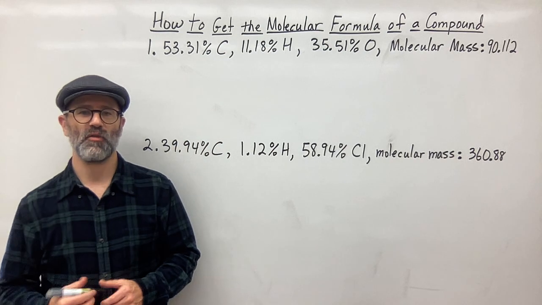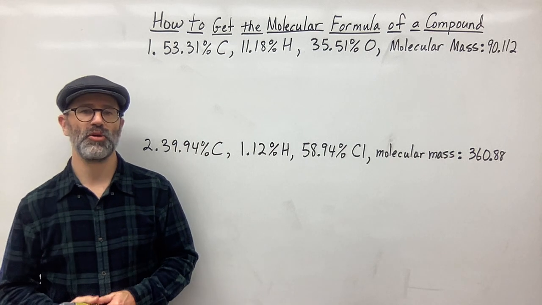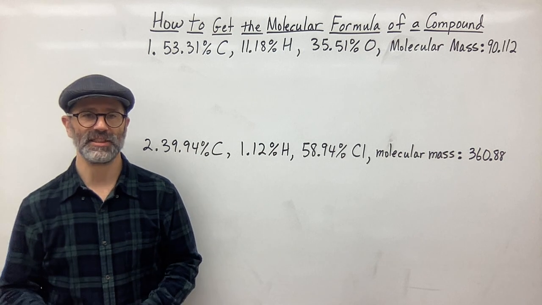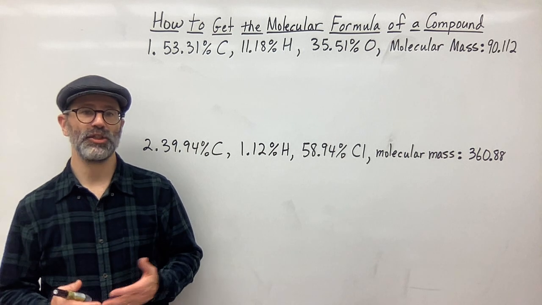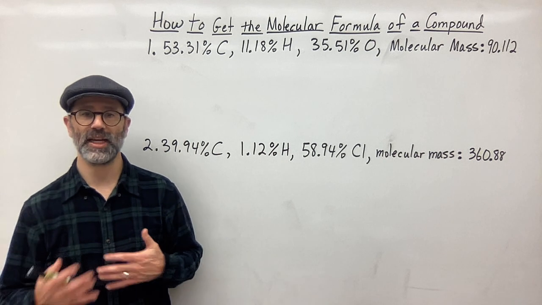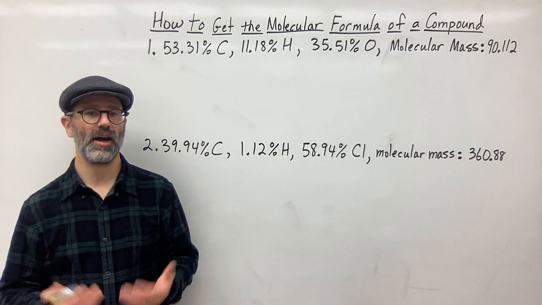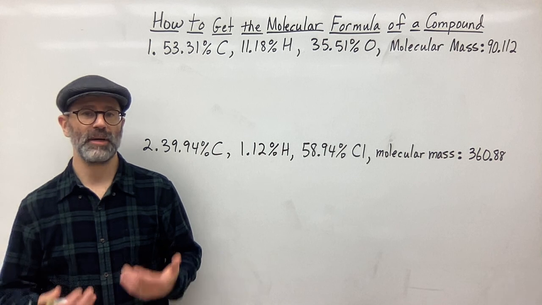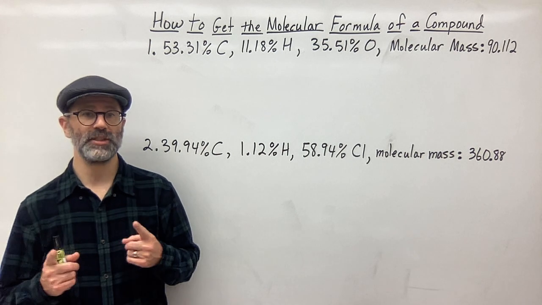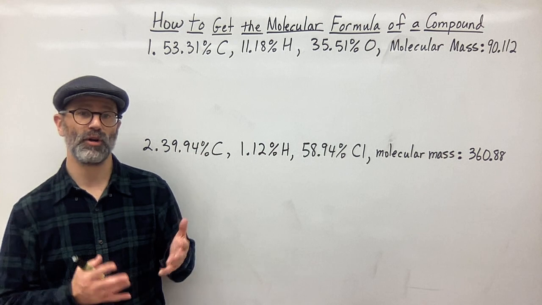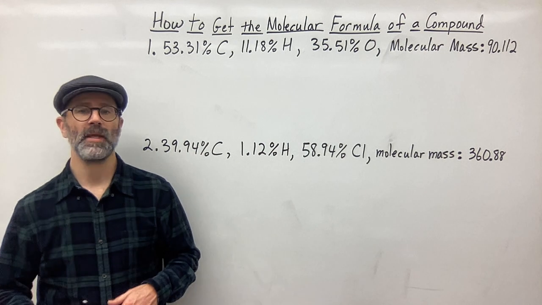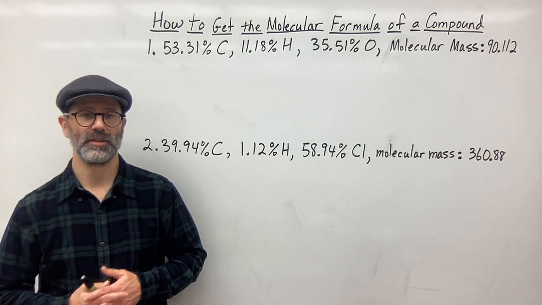My name is Mr. Cobalt, and in this video I'm going to show you how to find the molecular formula of a compound. So let's get into this. The first thing you need to do when you're presented with the percentages of the elements in your compound is find the empirical formula first. If you don't know how, please go to my videos where I go over several examples and explain how to find the empirical formula. So you'll have to do that first.